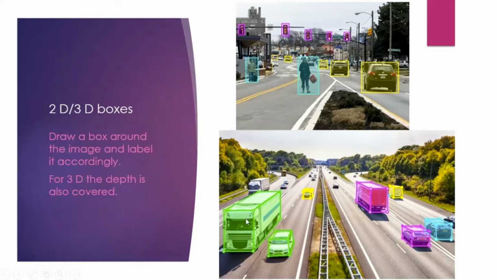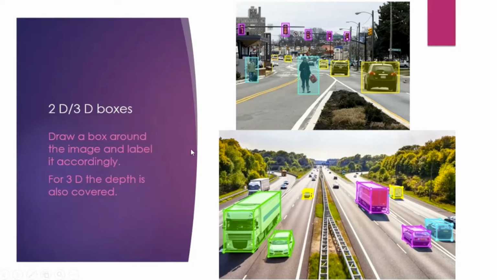When I talk about three-dimensional boxes, the only difference is that it captures the depth also. So if you want to be more specific about the vehicles on road, like whether it is a car or a container or a truck, bus, three-dimensional boxes would be more useful for this. So for image annotation with two-dimensional and three-dimensional boxes, we draw a box around the object and label it accordingly.